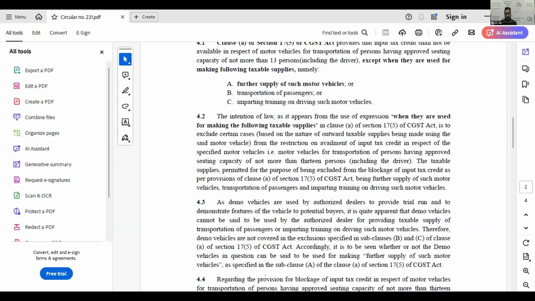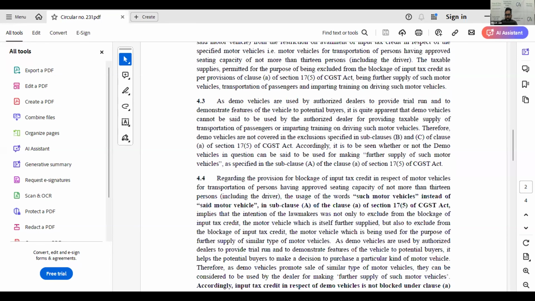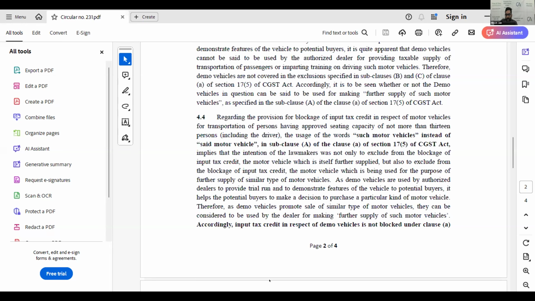Now, if such demo vehicles are being kept by the authorized dealers, they are definitely not meant for the transportation of passengers. They are only meant for test drives. So, clause B of the exception from the blocked credit list gets eliminated. It is also not for imparting training to the potential customers, and that's why clause C of the exception list also gets eliminated. Now, these demo vehicles actually come under further supply of such motor vehicles, as has been clarified under the circular. If we go through this para, we can definitely look into the matter with a clear idea.